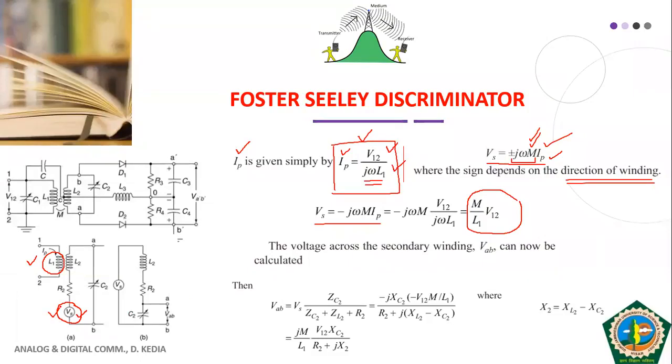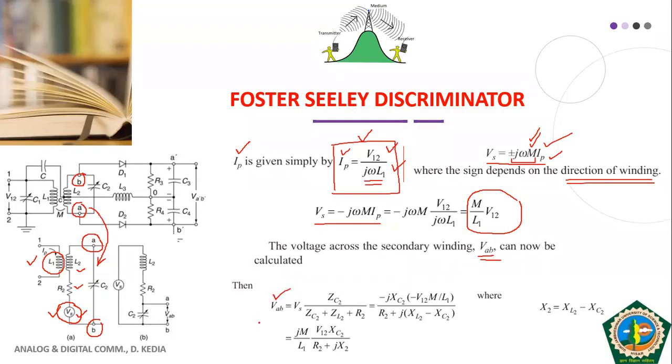Now, what is our objective? Our objective is to find the value of the secondary voltage, that is VAB, the voltage across the secondary. This secondary has been drawn in a different fashion to help you understand. The L2 secondary coil is shown as a series combination of L2 and R2, with the induced voltage from the primary, and we have C2 in parallel. We want to find VAB.